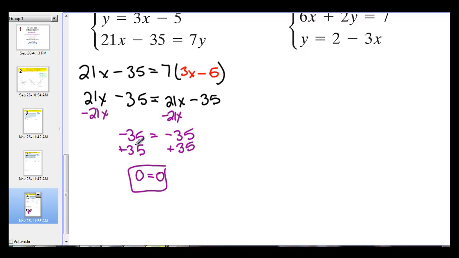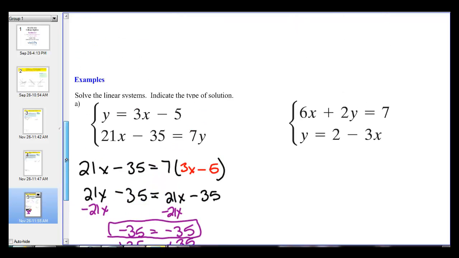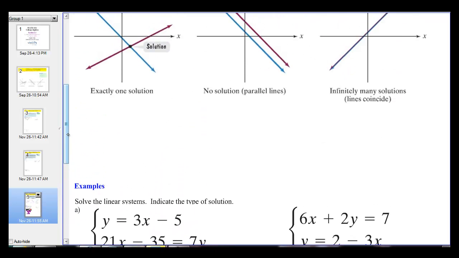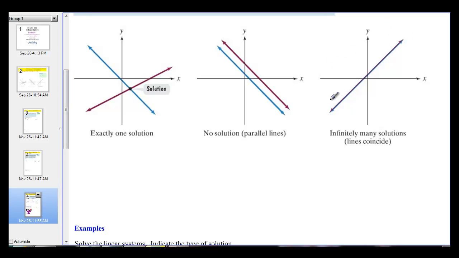So here or here would have been the most likely places that we would have noticed our variables canceled. Because our variables completely canceled and we ended up with a true statement, that means we're going to have infinitely many solutions. The reason we're going to have infinitely many solutions is because these are the same line or coinciding lines. So it would be like this picture over here where it's two lines on top of each other.